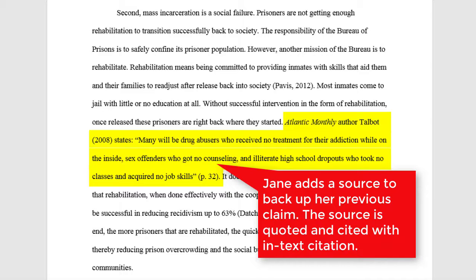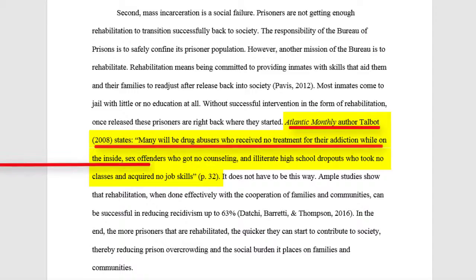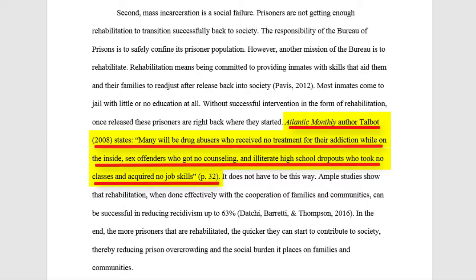In this case, she chooses an article from the Atlantic Monthly written by Talbot. Let's read Talbot's quotation to see if Jane is justified in using the author's exact words to take up space in her paper. Talbot states, "Many will be drug abusers who receive no treatment for their addiction while on the inside, sex offenders who got no counseling, and illiterate high school dropouts who took no classes and acquired no job skills." Yes, that's a dramatic quote that paints a bleak picture of people who are doomed to repeat offenses due to the lack of basic help.